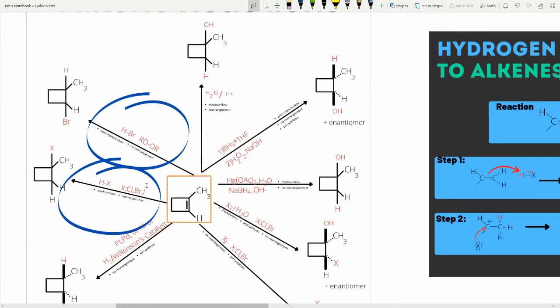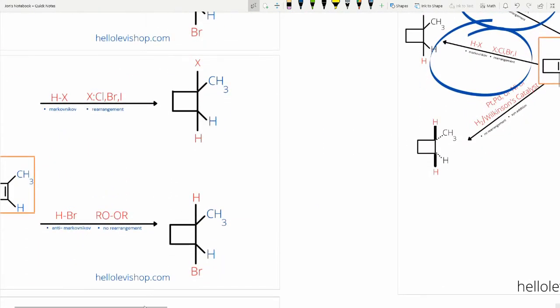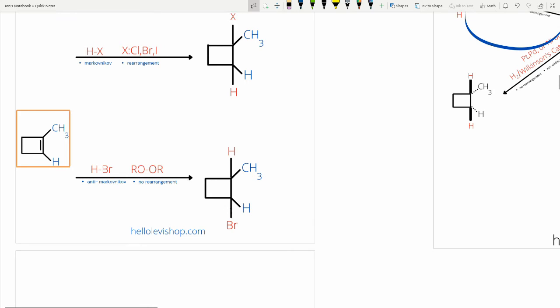Now, if we move back to this study aid, we can see that the way to add the halogen, specifically in this case the bromine, to the least substituted carbon would be through hydrobromination with peroxide, which is this right here. And so, if we look at this reaction right here, these are the reagents that we'll use. This right here is the hydrohalogenation of alkenes. And then this is the hydrobromination with peroxide to have the bromine on the least substituted carbon.